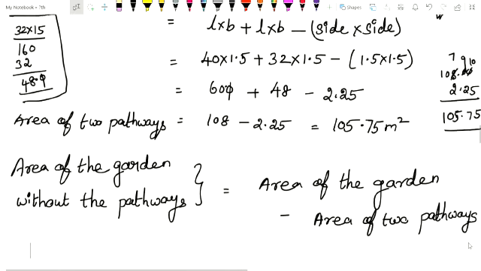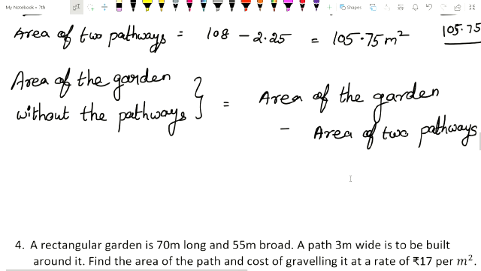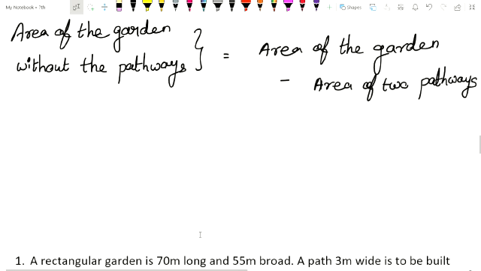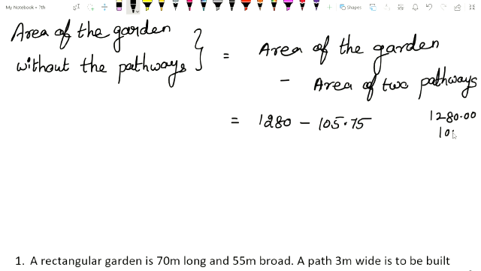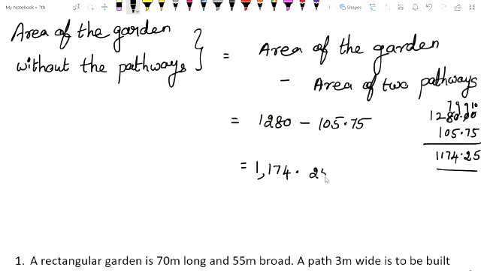1280. Okay, 1280 minus 105.75. So subtract this. 1280.00 minus 105.75. You can subtract, so borrow. 10 minus 5, 9 minus 7, 2 point, 9 minus 5 is 4, 7, 2 minus 1 is 1, 1, 1. So what is the answer? 1174.25 meters square.